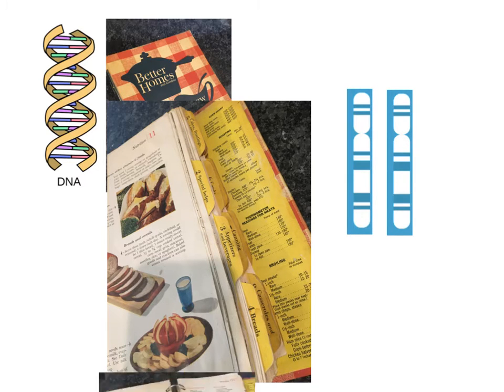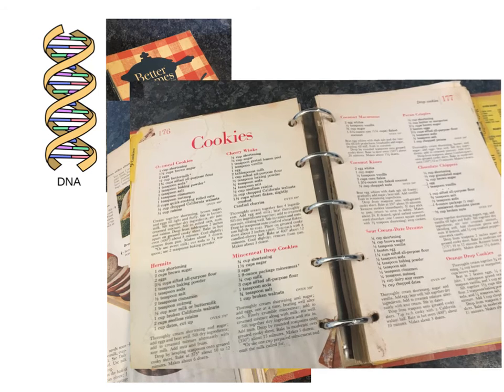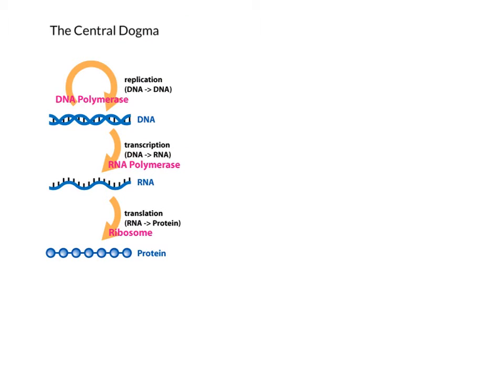So then if we look at an individual recipe, so let's say we're looking at the mincemeat drop cookies, we would find that we have a full chapter of cookies with a recipe for mincemeat drop cookies from our mother and the same chapter of cookies with a mincemeat drop cookies recipe from our father. And these would represent the different alleles that we have. And so what we want to know is how do we go from the recipe to the finished product, or the cookie that we're going to make from the recipe? Well, that process is called the central dogma.